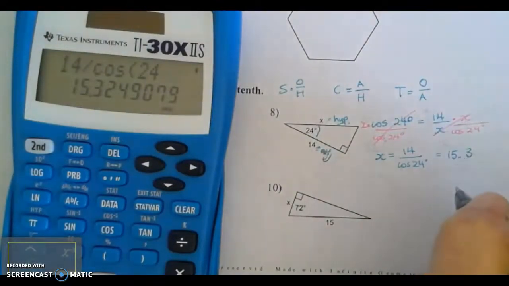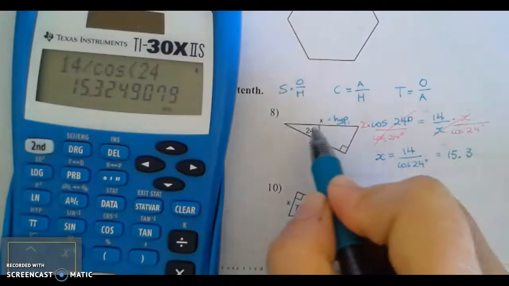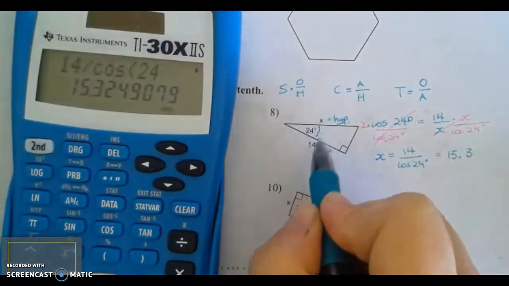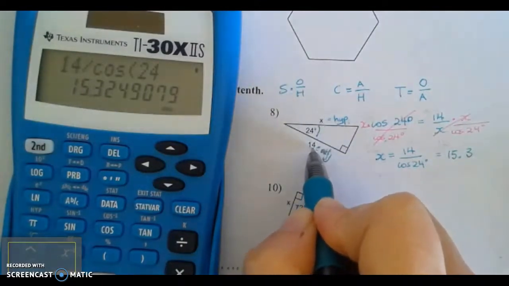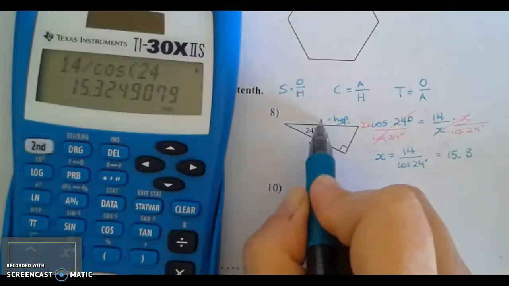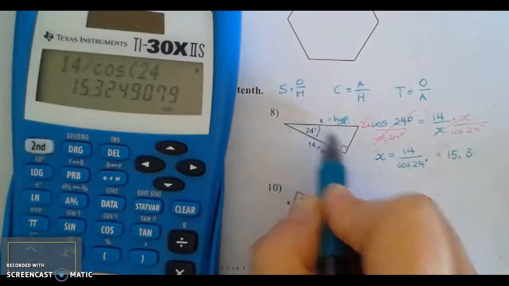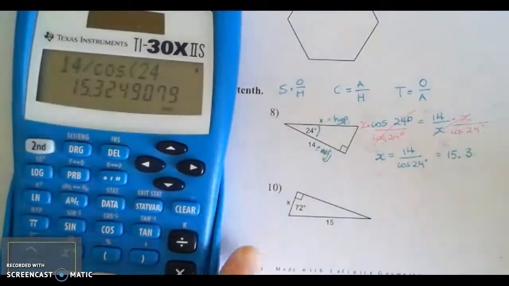Okay, now again, you should be checking to see, does your answer, does your length seem reasonable? If I plug in 15.3, does that make sense? This length is 14, so it makes sense the hypotenuse will be slightly bigger. Okay, and that's what we have.